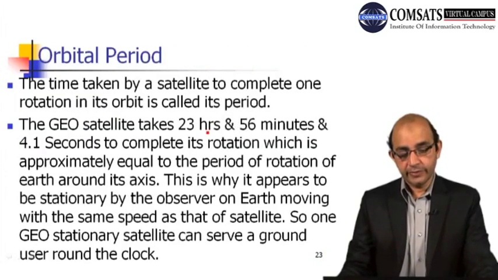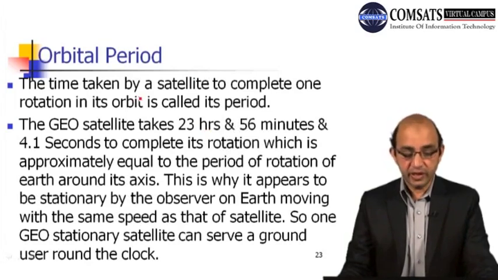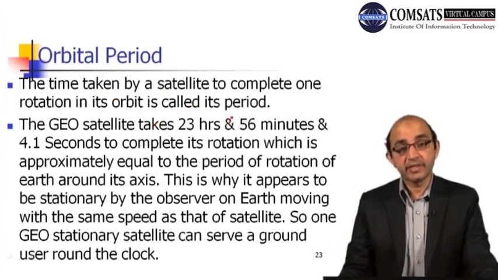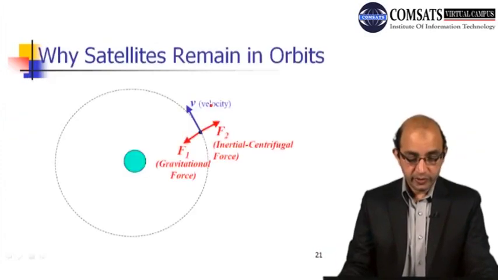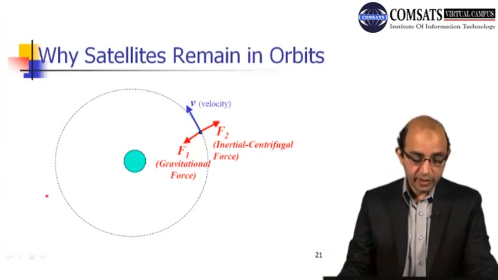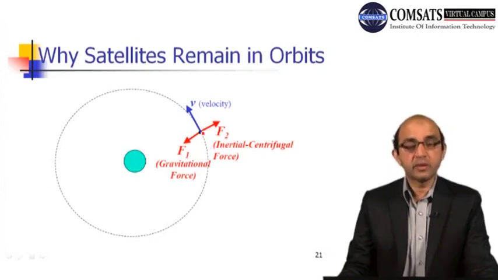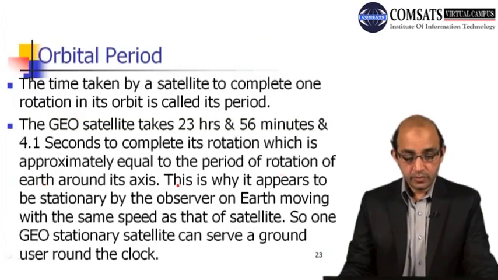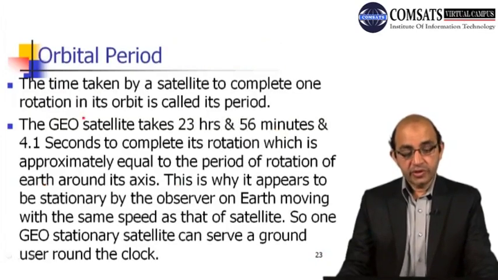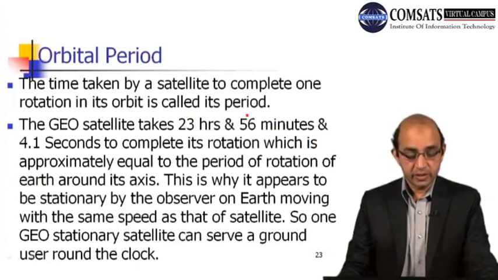Okay, so here we will try to define the orbital period: the time taken by a satellite to complete one rotation in its orbit is called its period. So if we start from here and say that this is the orbit, the time taken by the satellite to complete one rotation in its orbit is called its period.